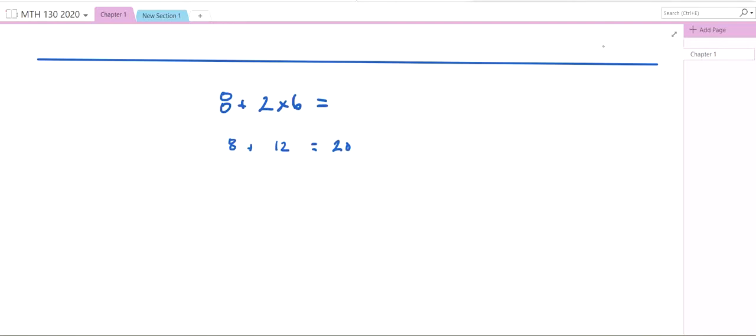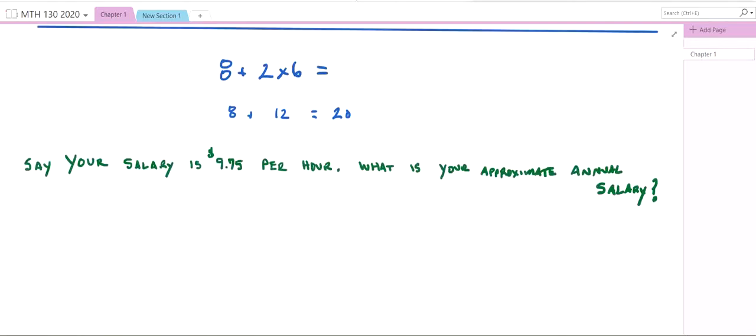Okay, let's apply this to a word problem. Let me write it out here. Okay, here's our word problem. Let's say your salary is $9.75 per hour. What is your approximate annual salary? Maybe pause and see if you can solve this problem.